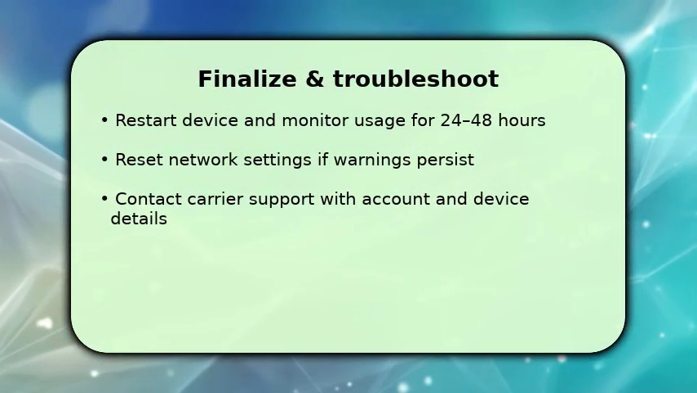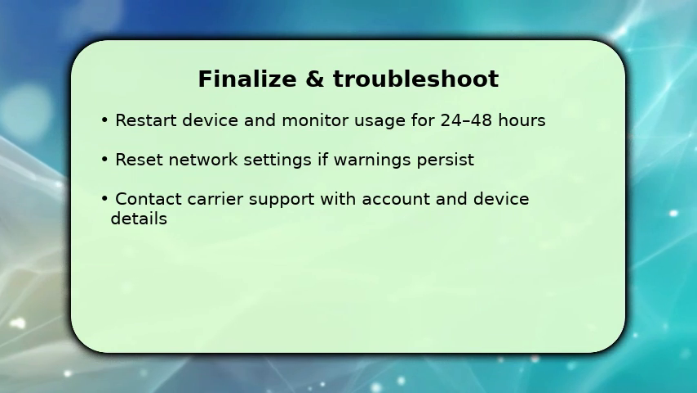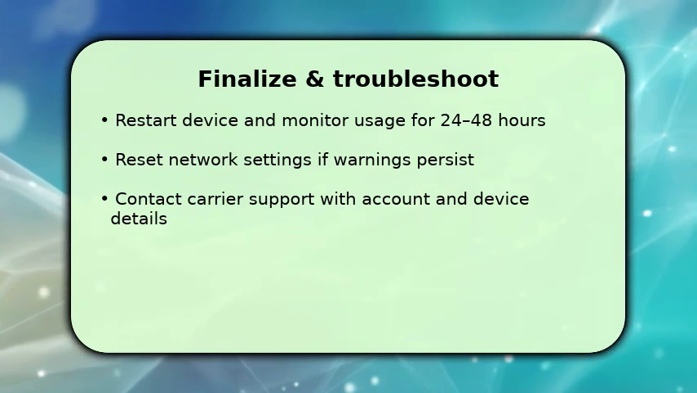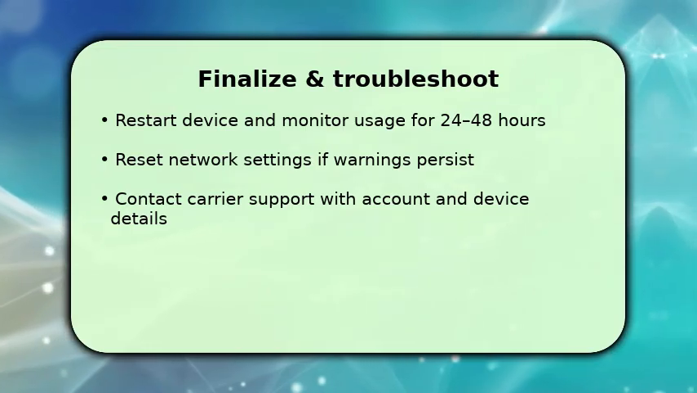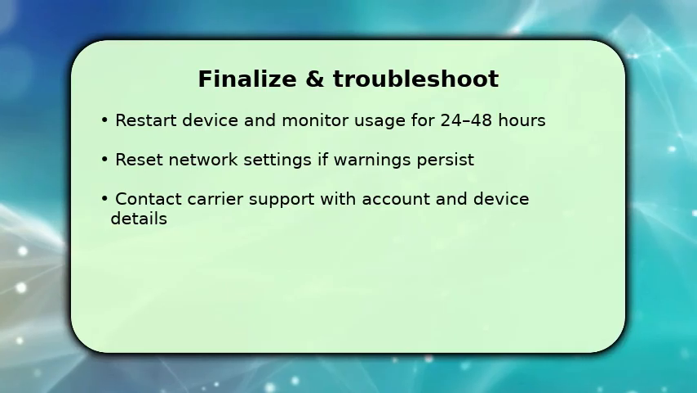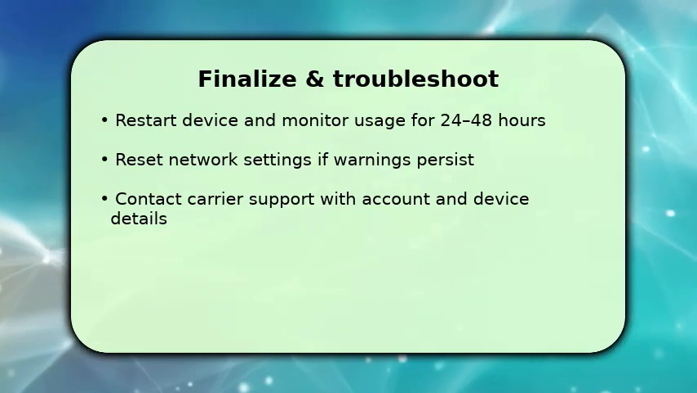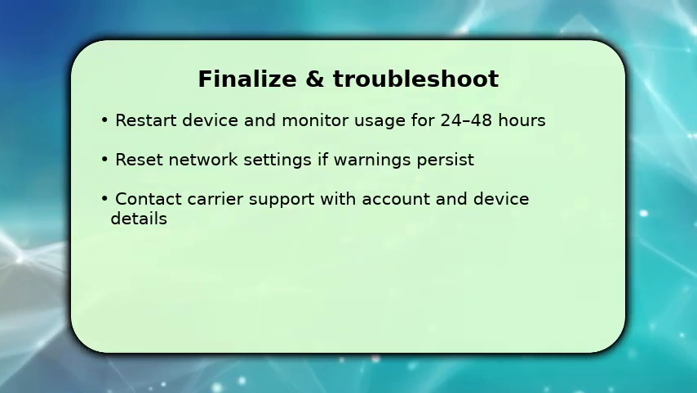Finish by restarting your phone so the new settings take effect, then monitor usage for a day or two to confirm the warning stops. If warnings continue, reset network settings. This clears stale carrier profiles that can misreport usage. Make sure to rejoin Wi-Fi afterward.